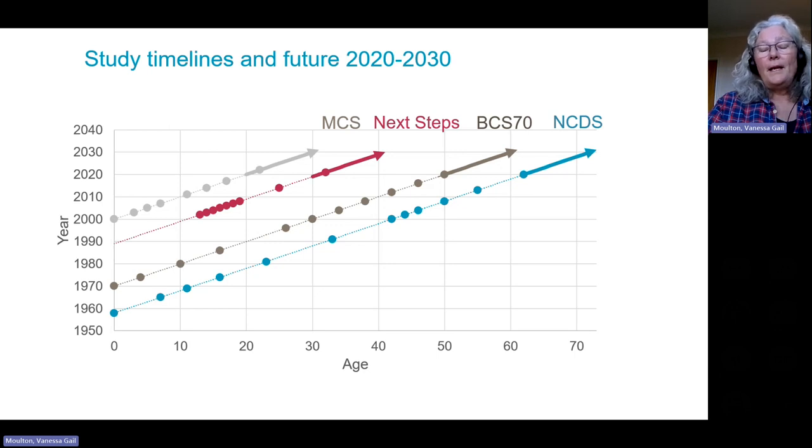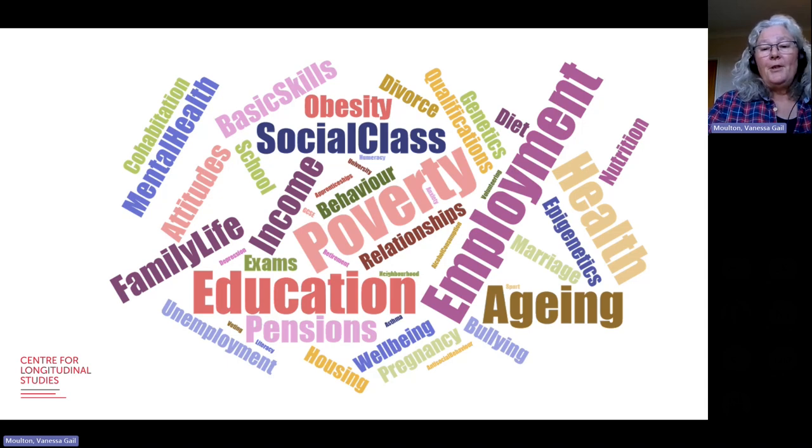And just to say that mid to later next year, new data will be available for 3 of our cohorts. So the NCDS, they'll be aged 62 to 65. The BCS70, who will be aged 52 to 53, and Next Steps around age 33. And the new sweep of the Millennium Cohort Study is currently in the field, and they're around age 22 to 23. So a vast amount of information has been collected about the cohort members across the life course.